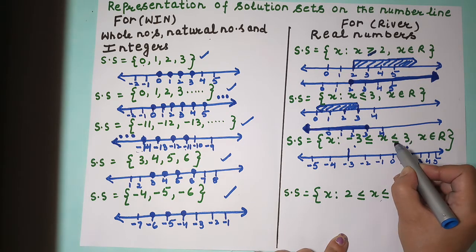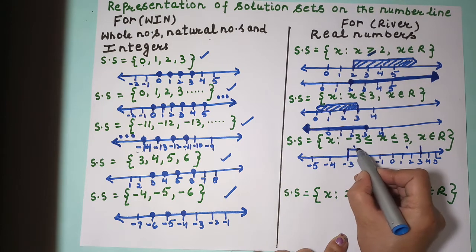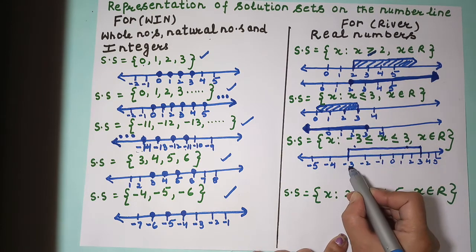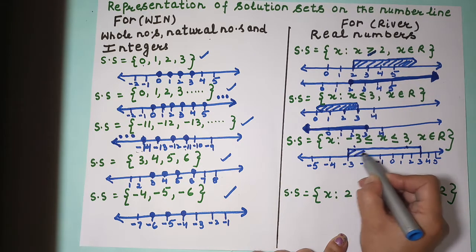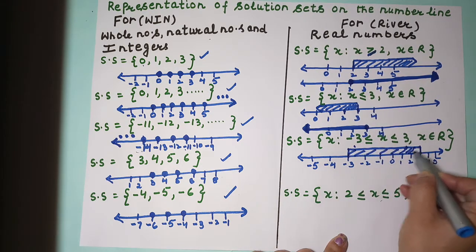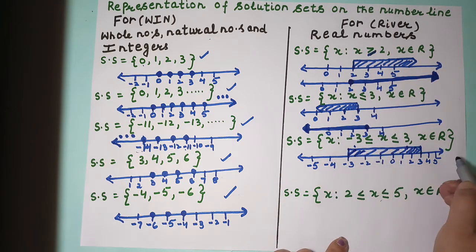Then it's ending at 3. Equality sign is also there. So we will go at 3, draw a straight line here. Then join this rectangle. All the real numbers between -3 and +3. So shade this. You are representing this solution set on a number line.